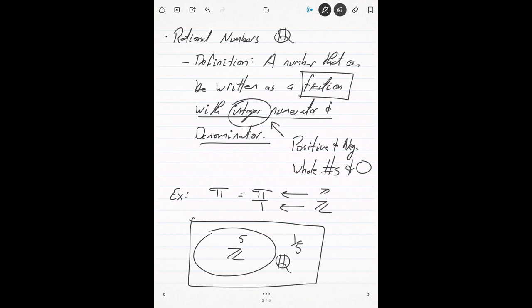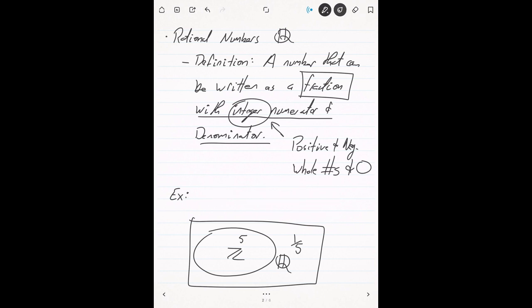But pi, that is not an integer, okay? So this is why pi actually is what's called irrational. An irrational number is just a number that's not rational. It's a number that can't be represented as a fraction. Pi cannot be written as a fraction, so it's irrational. So that's why we're not going to include it in this list.